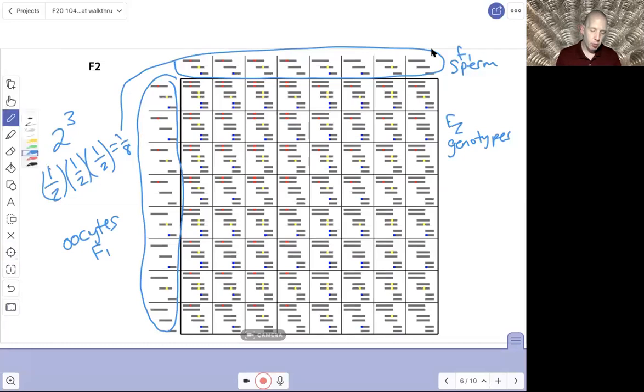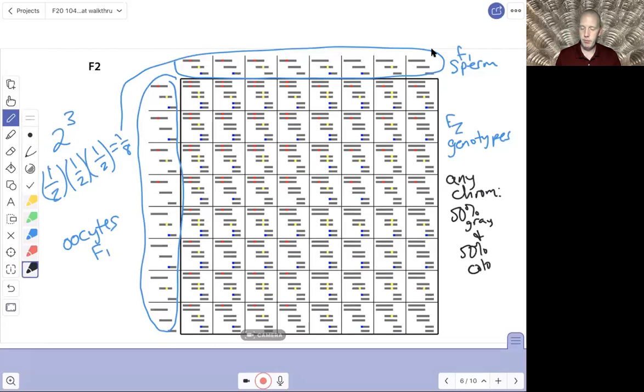Now, one really important point for our purposes today is also to realize that for any chromosome of the 3 that we're looking at, or any chromosome in any organism, there are, in this case, 50% gray alleles and 50% colored alleles, regardless of which of the chromosomes you look at. So, for example, let's take a look inside this genotype. For every 1 red version of chromosome 1, there's a gray version. And for every 1 yellow version of chromosome 2, there's a gray version. And for every 1 blue version of chromosome 3, there's a gray version. And that's true through the whole table.